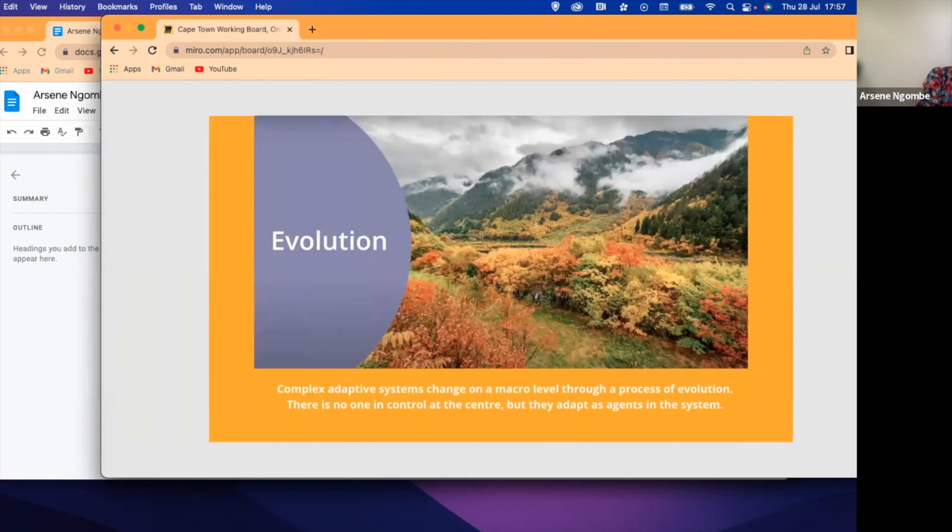The other feature is evolution, where a complex adaptive system changes on a micro level through a process of evolution. As we were saying with self-organization, there is nobody controlling this process. It just evolves as it goes. I know there was a lot to cover.